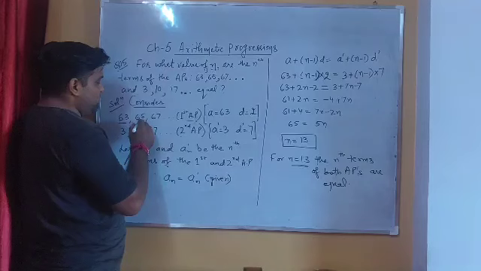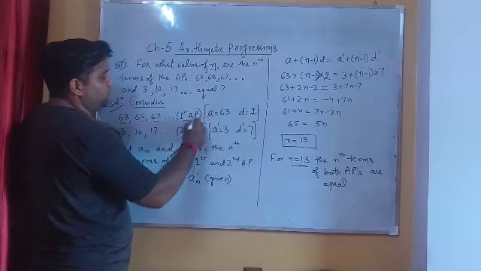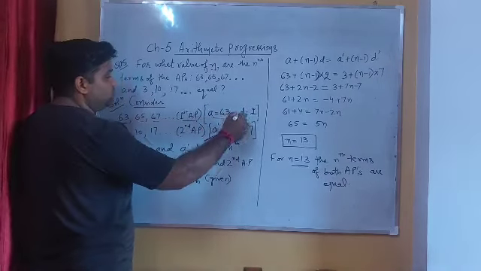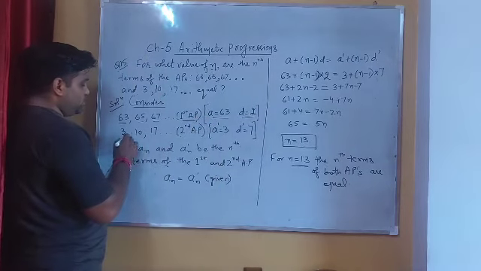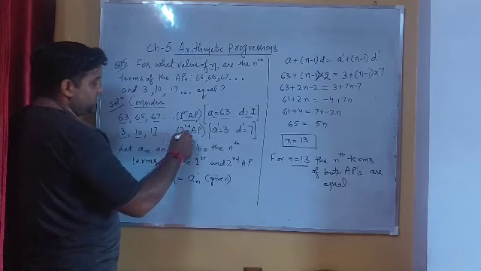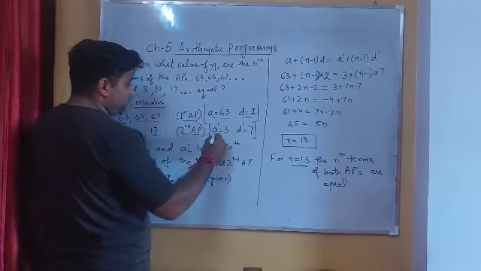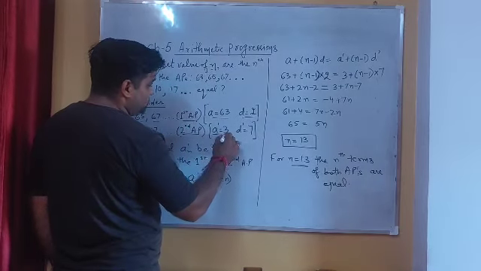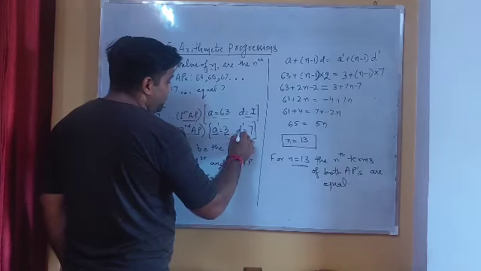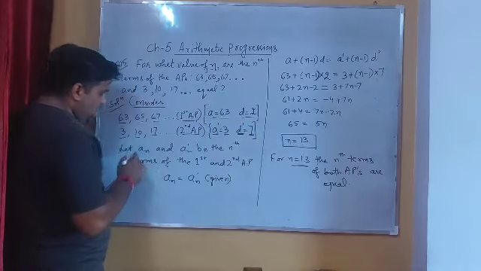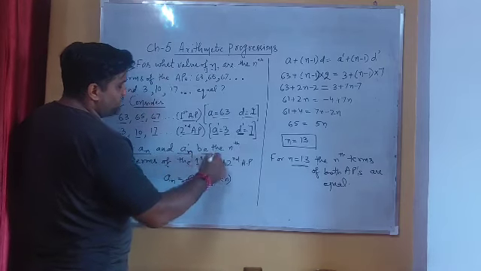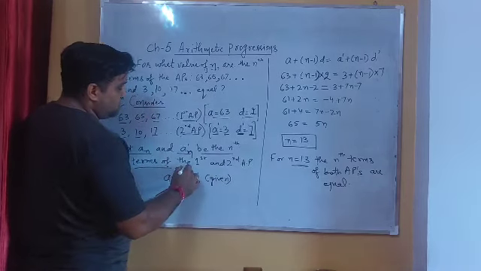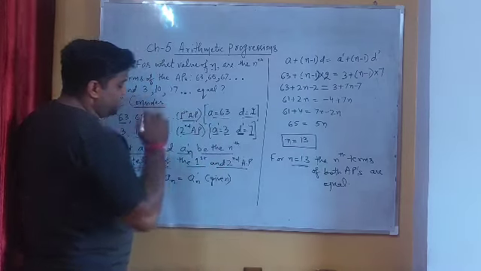We consider 63, 65, 67 and so on as the first AP. Its first term is A, which is equal to 63, and the common difference, which is D, is equal to 2. Similarly, we consider 3, 10, 17 and so on as the second AP. Here we denote the first term of that AP by A dash, which is equal to 3, and the common difference by D dash, which is equal to 7. Here we consider that An and An dash are the nth terms of the first and second AP.